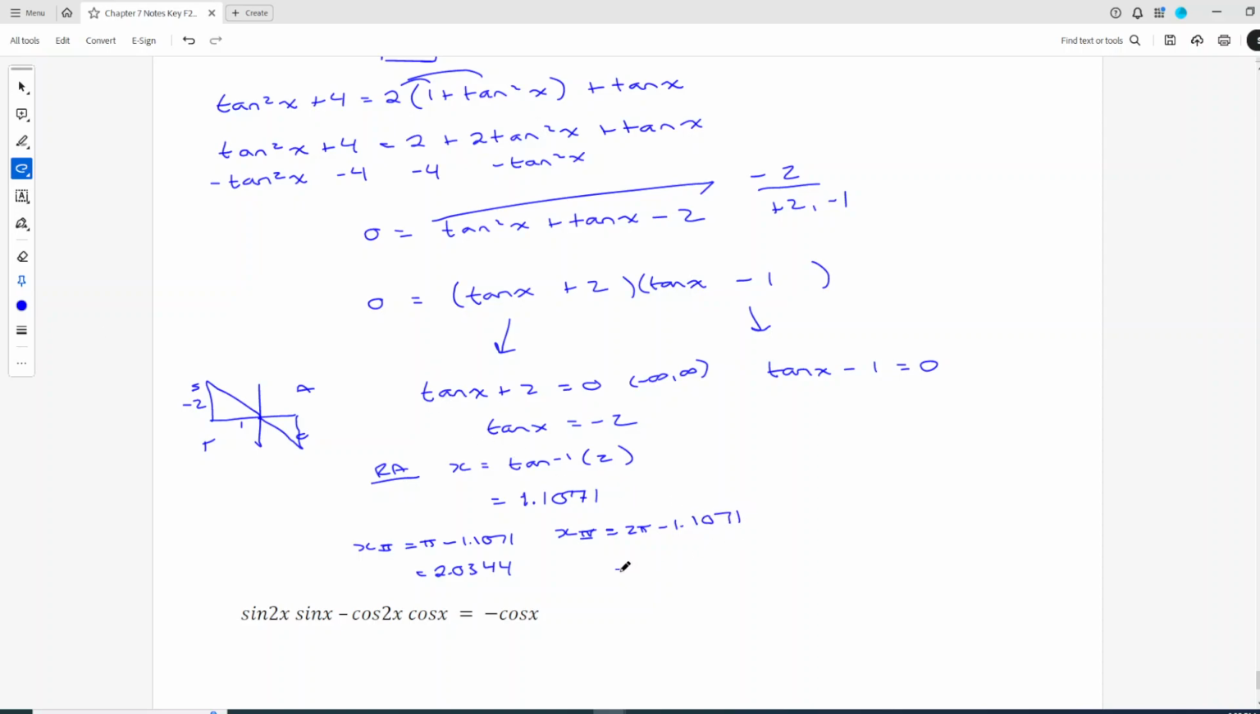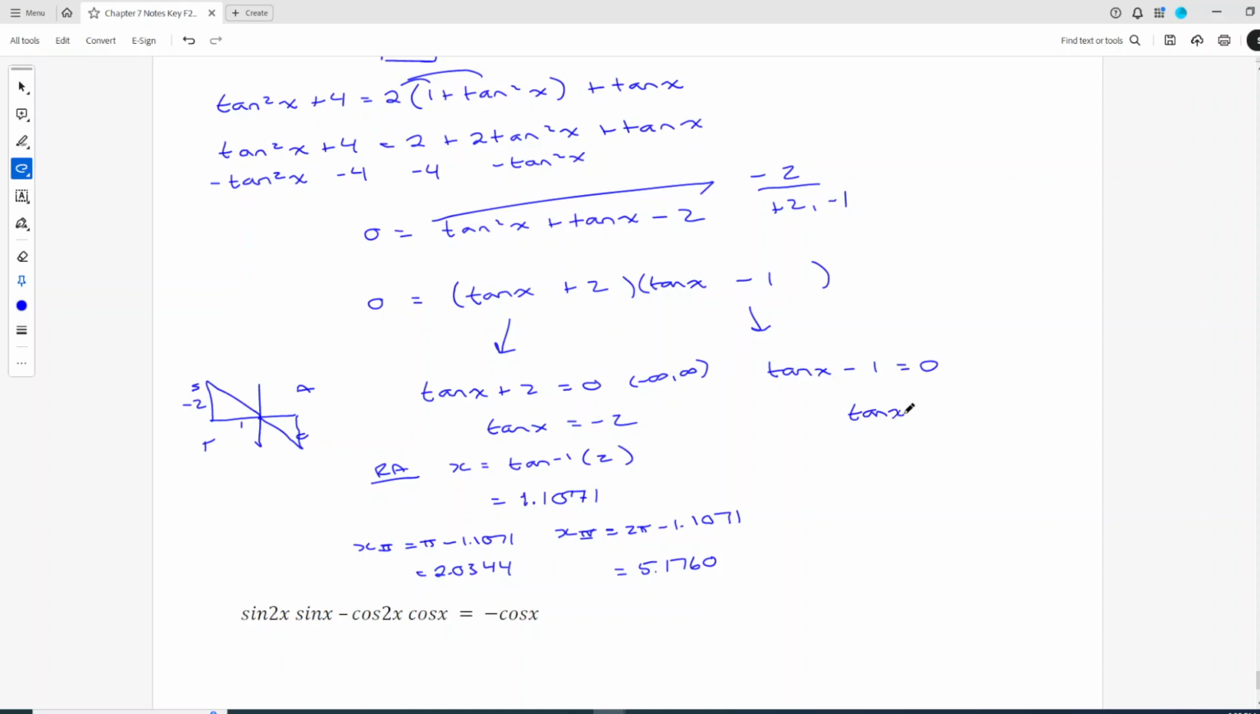1.1071. Transcription errors are so rampant. Store and recall in your calculator if you know how to do that. And if you don't, come and see me. So 2 pi minus that gives me 5.1760. Awesome. And then we'll solve this one.